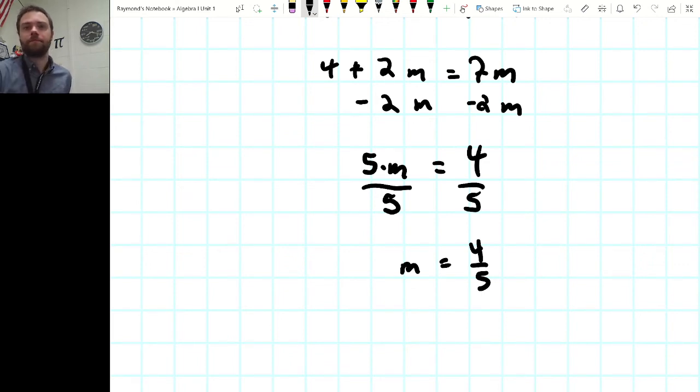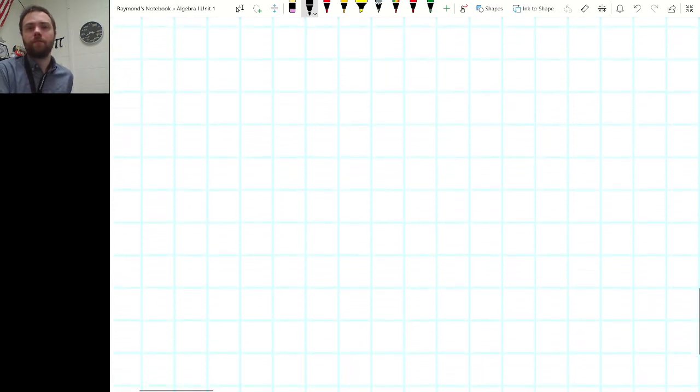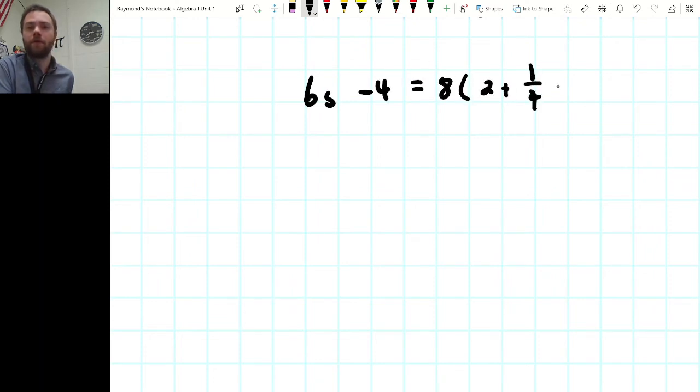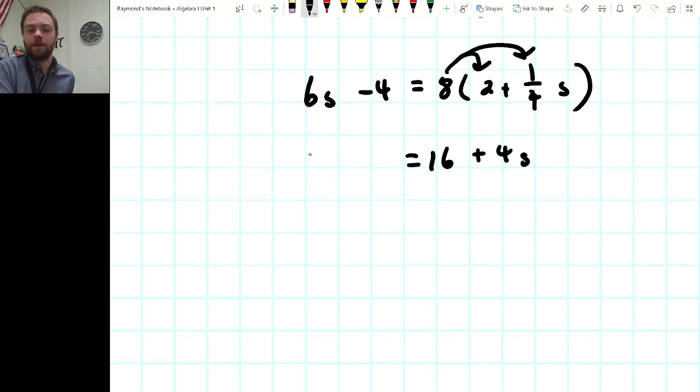Okay, I'm going to do one more. So I've got 6s minus 4 equals 8 times 2 plus 1/4 s. And so what I want to do is distribute this 8 first, and then I'm going to rearrange the equation. So I've got 8 distributes. So I've got 16. And then 8 divided by 4 is going to be 4s. And then over here I've got 6s minus 4. Okay?